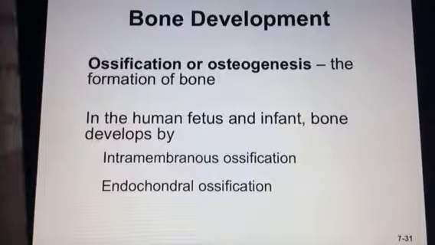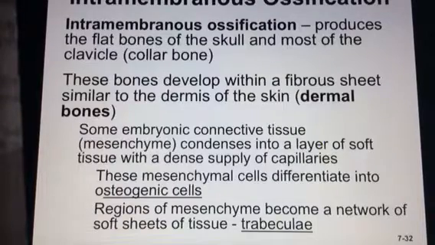Okay, so let's get into ossification, which is the formation of bone. Just realize I think that these slides get a little detailed and I don't want you to get lost anywhere. There'll be a nice overall visual at the end of this video to kind of get your bearings and review. So here we go. In the fetus and in the infant, we'll see bone developing by two processes: intramembranous ossification and endochondral ossification. So let's talk about intramembranous first.